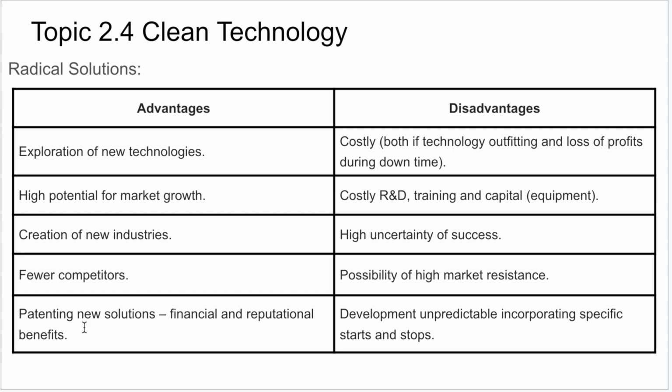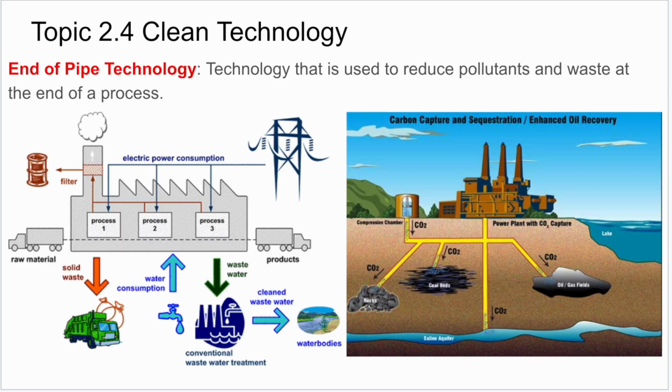So, if you're the first to market and you have a patent on something, then no one else can produce it. So you can make a lot of money that way, but that can be unpredictable and might be difficult to start and stop.